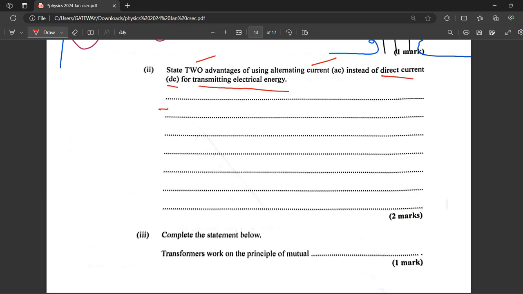Right? So, just to summarize it, for long distances, right? Alternating current, AC, will have less energy lost when compared to the DC.